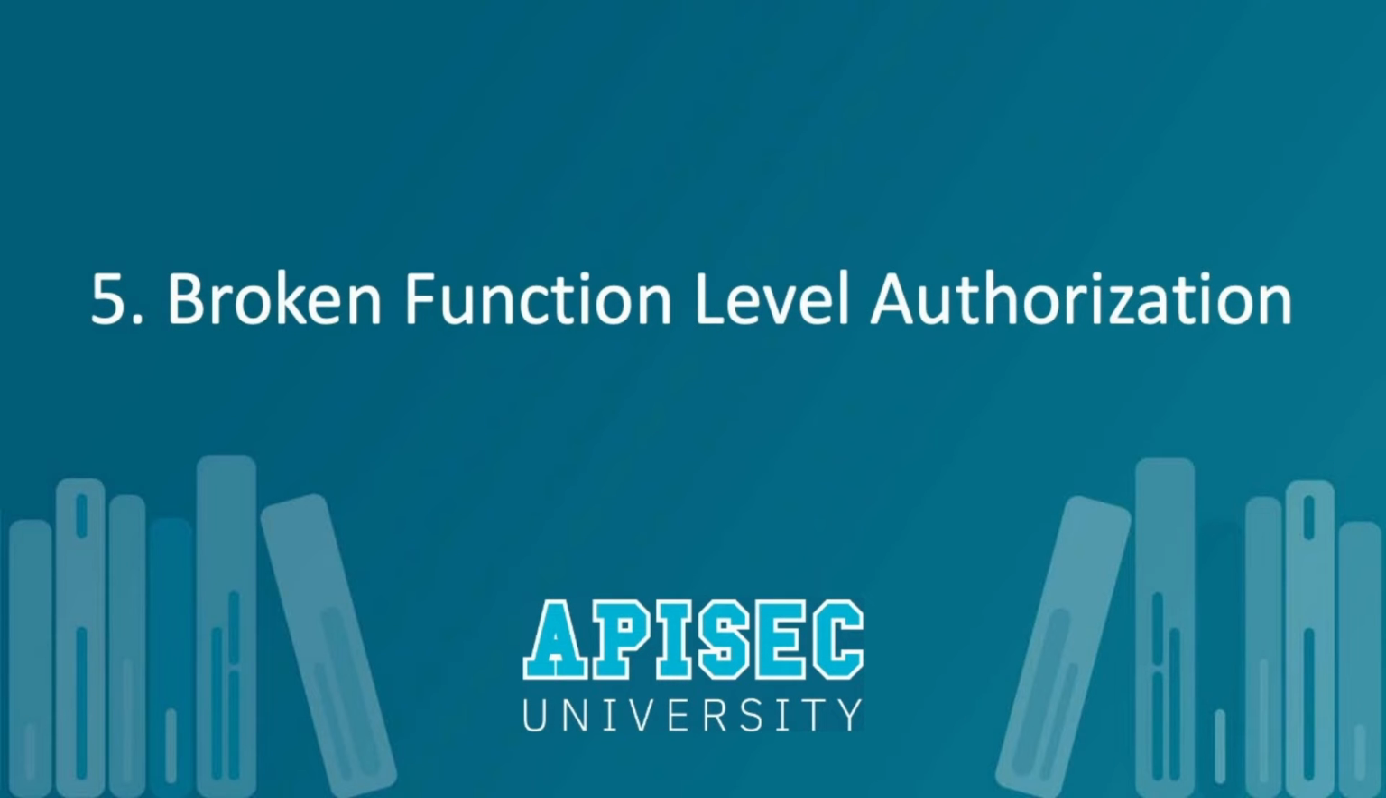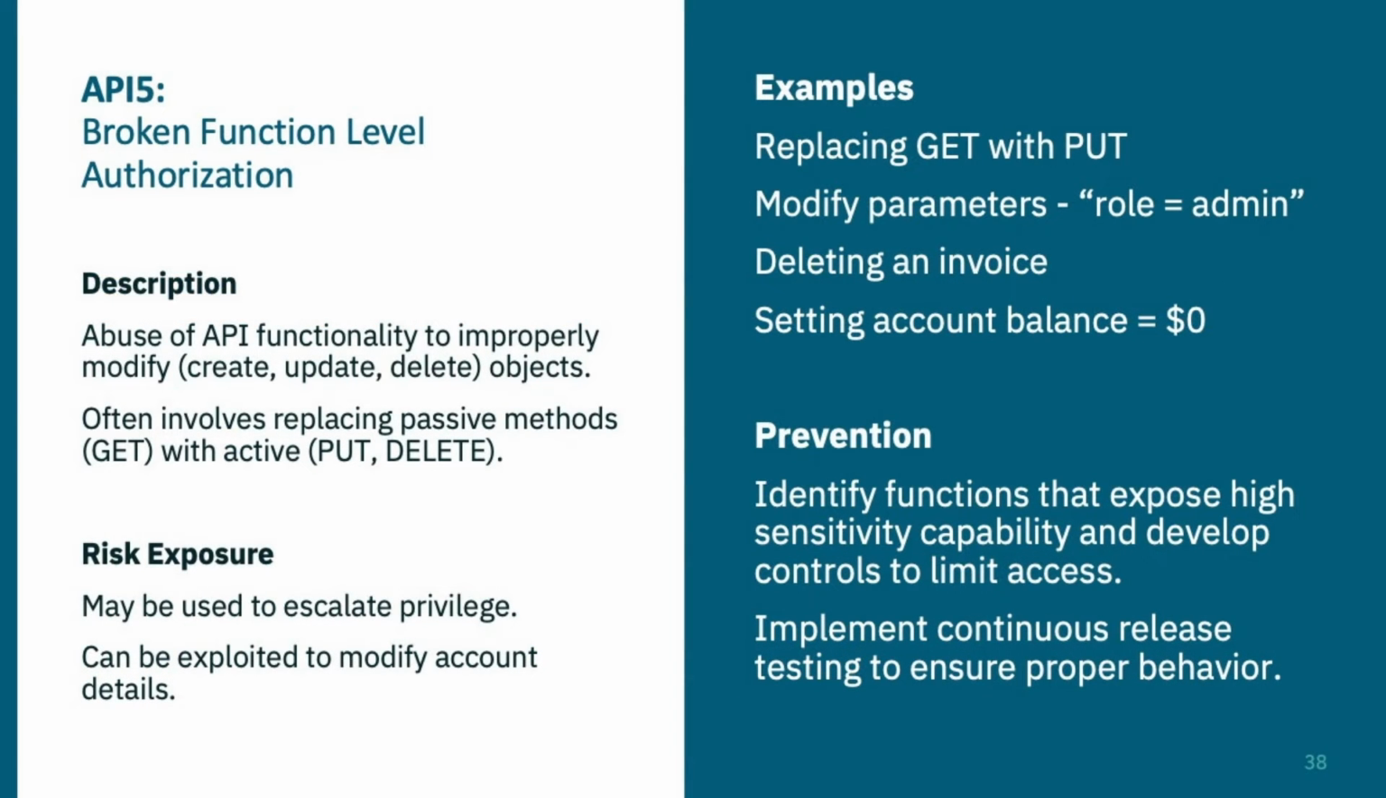Okay, number 5 is broken function level authorization. This is a carryover from the prior OWASP API top 10. This is really about providing functional access that's not warranted or not required by a particular user. In many cases, what an attacker will do is look at an endpoint that provides sort of a benign get type of request, a lookup type request, and attempt to use things like put and delete, and discover whether or not those types of commands actually get executed or not.